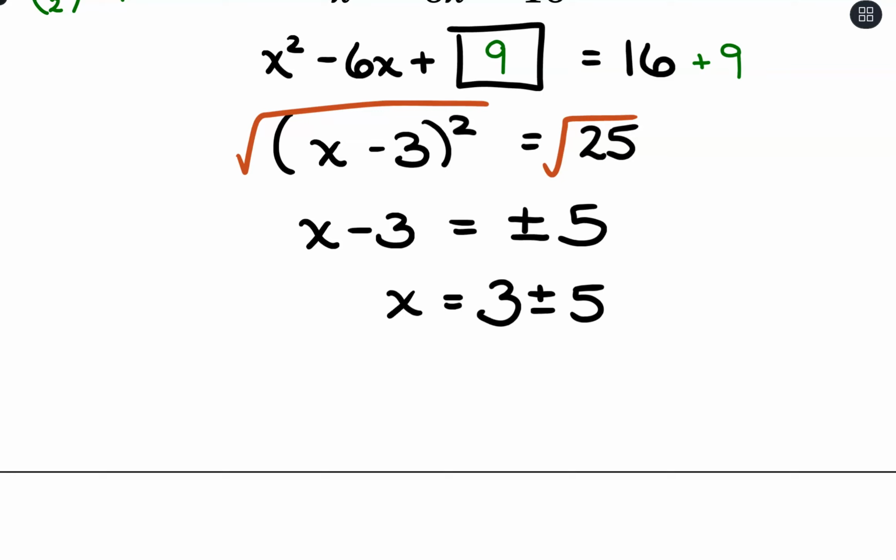And with these, because they're whole numbers, I go a step of simplifying them into a single value just because we can combine like terms here. So 3 plus 5 is 8. 3 minus 5, negative 2.